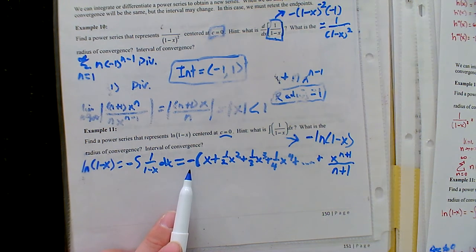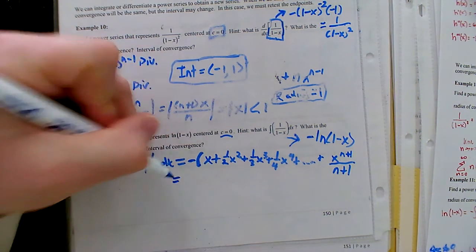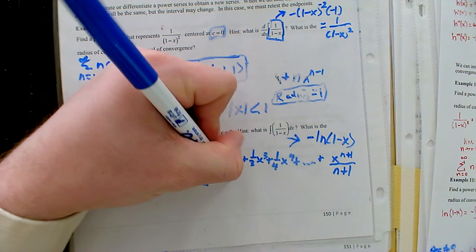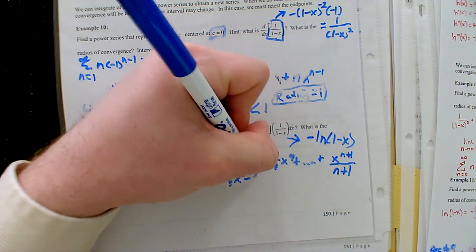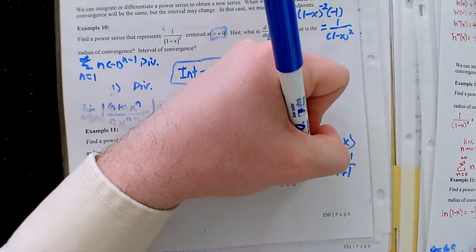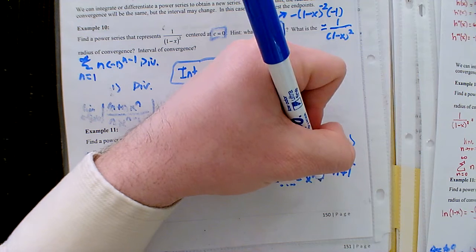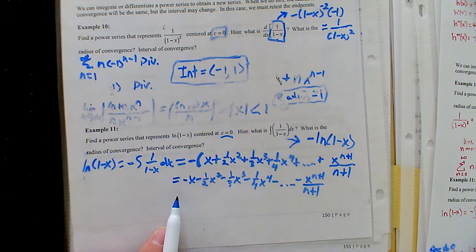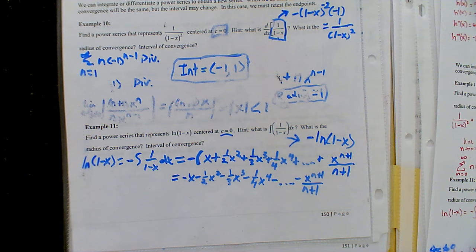Now, we had that correction factor because of the integral. We needed the negative. So we really have negative x minus 1/2 x squared minus 1/3 x cubed minus 1/4 x to the 4th minus dot dot dot minus x to the n plus 1 over n plus 1. And that is our power series. Are we okay with how we found that then? Again, the one we had memorized, centers at 0.